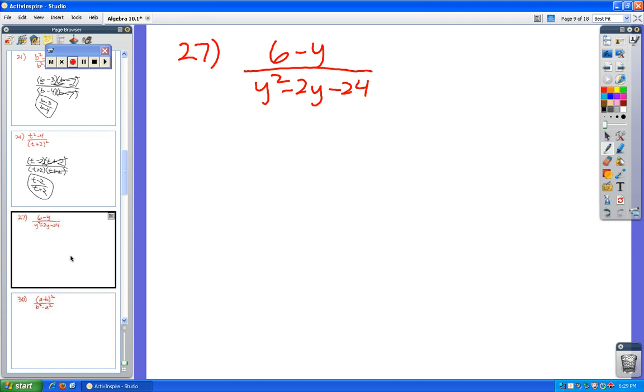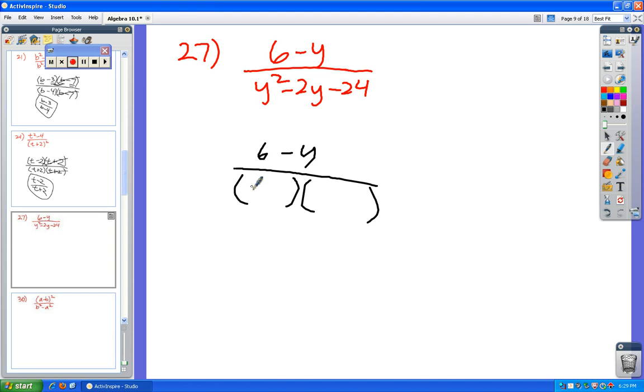Okay. Now, this one is a little bit on the tricky side. 6 minus y cannot be factored. We just leave it. There's nothing in common. You can't go two sets of parentheses because there's no square in the term. On the bottom, you have y squared minus 2y minus 24. Nothing in common. We'll go two sets of parentheses.